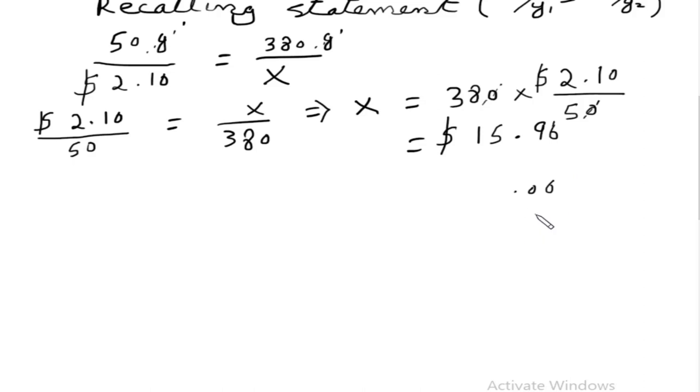Since 0.06 is closer to 5 cents, if you remember earlier, I told you that this 6 is actually closer to 5 than it is to 10, as 10 is also a multiple of 5. The difference here is 1 and here it is 4. So it is closer to 5. So we opt to round the total cost to approximately $15.95. This ensures that our rounding is accurate and brings the total cost to the nearest 5 cents increment, maintaining precision in our calculations.